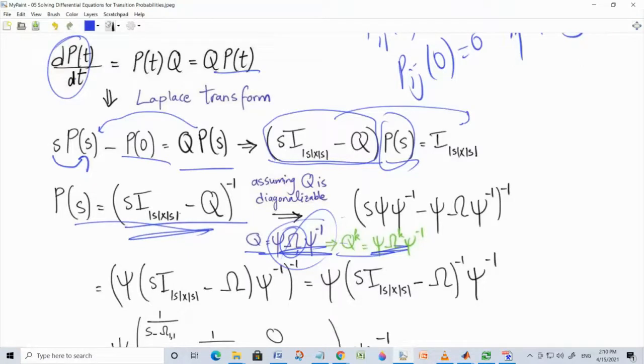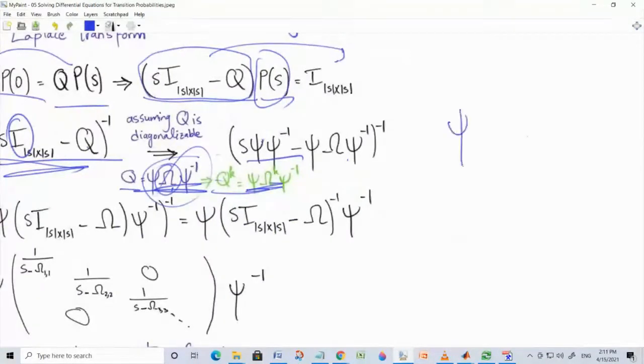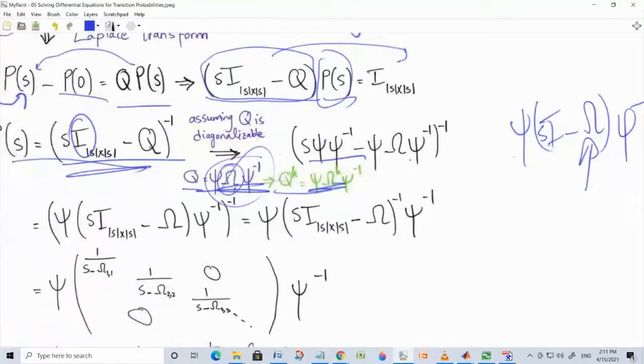When you use the Laplace transform to solve differential equations, what is this thing in the time domain? This is where we need Q to have a nice eigendecomposition, or, if not, we will use the Jordan canonical form. So replace Q by its eigendecomposition, and write the identity here as Ψ Ψ inverse, since Ψ Ψ inverse is the identity. Then take Ψ as a common factor to the left, Ψ inverse as a common factor to the right, and in between there will be sI minus Ω, which is a diagonal matrix.